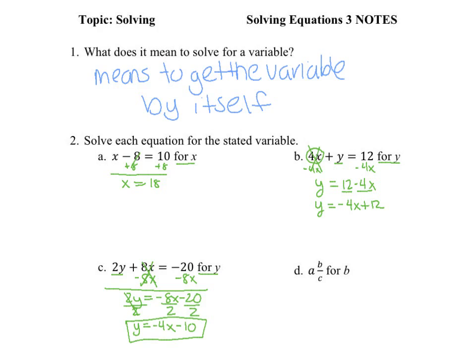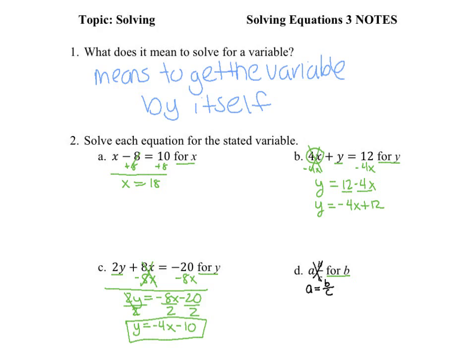Now for example D, this is the first example where you see that there are no numbers. But that's okay. For this one, I'm going to solve for B. Now, my B is right here. Now, I just realized, for this to be an equation, I mistyped it. It's supposed to be A equals B divided by C.